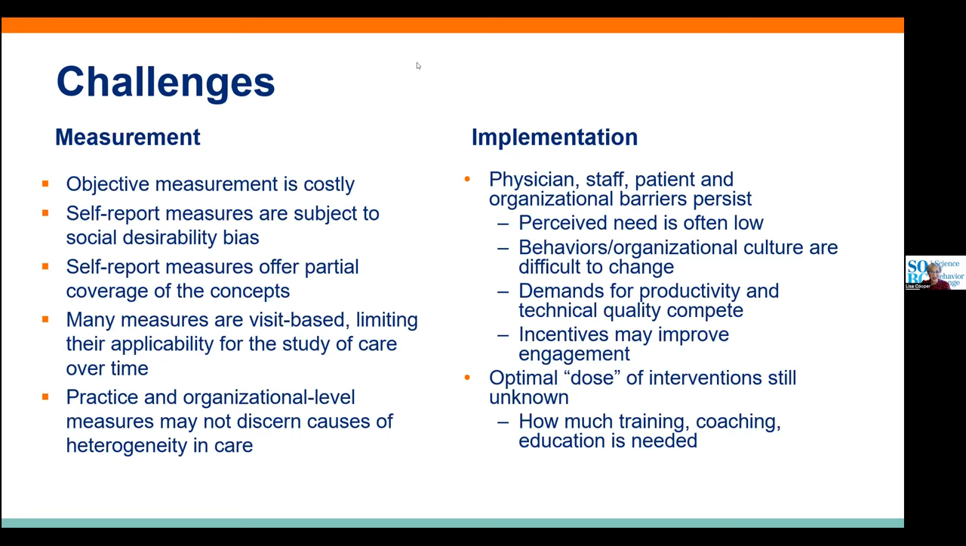In terms of implementation barriers, there are several barriers that still exist. Often there's a low perceived need. It can be very hard to change organizational culture. There's a lot of demand for productivity and technical quality that competes with this. We found that some incentives did improve engagement, but we still don't know what the optimal dose of interventions is. How much training and coaching and education is needed? How many boosters are needed?